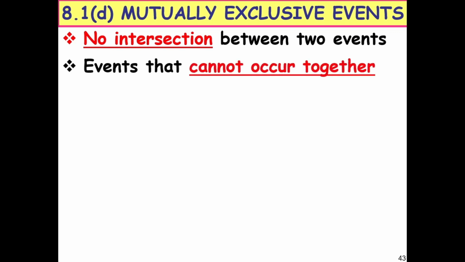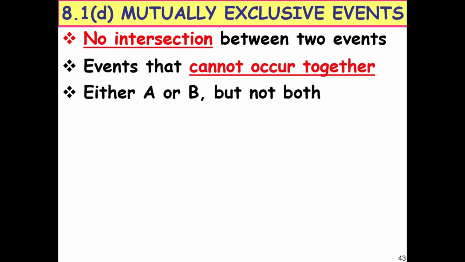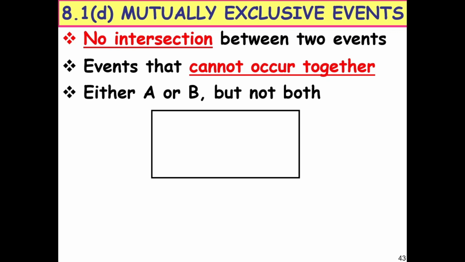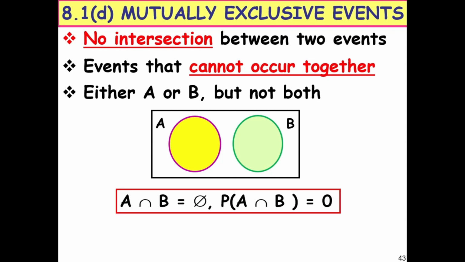In this video, we are going to apply the concept of mutually exclusive events. Events A and B are called mutually exclusive events when there is no intersection between the two events. The events cannot occur together, so either A or B occurs, but not both at the same time, meaning that A intersect B is an empty set. So the probability of A intersect B is equal to 0.